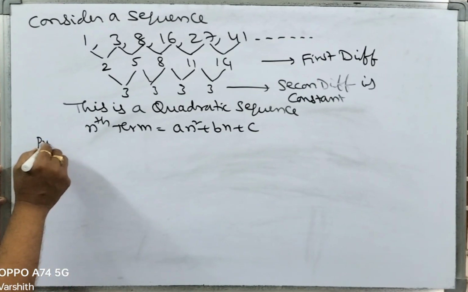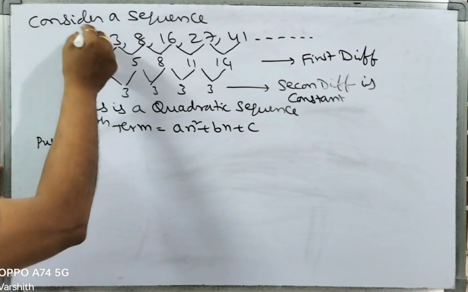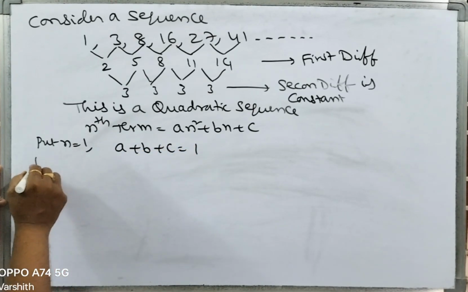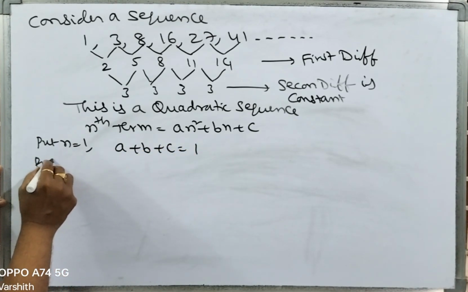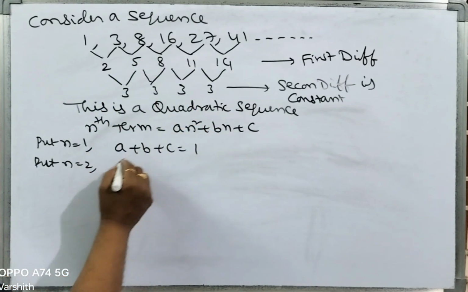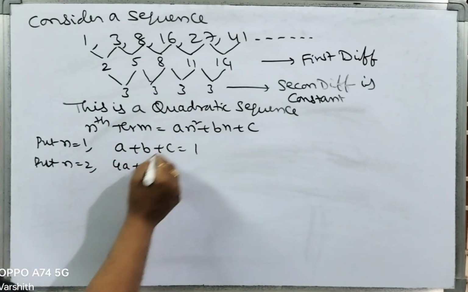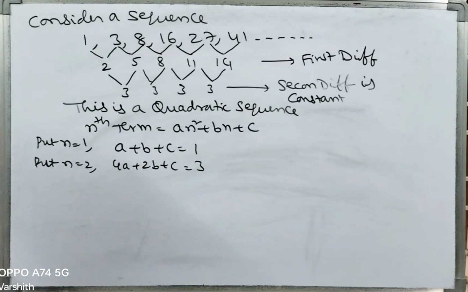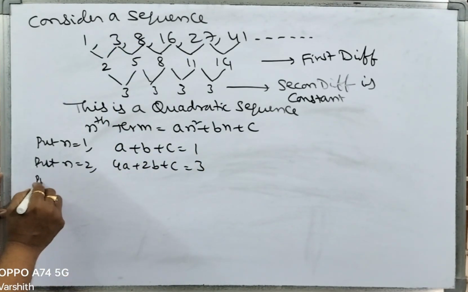So put n is equal to 1, we have to get the first term. What is the first term? That is 1. That means a plus b plus c is equal to 1. Put n is equal to 2. If you substitute n is equal to 2, 2 square, that is 4a plus 2b plus c is equal to, in the given sequence, the second term, 3. And similarly put n is equal to 3.